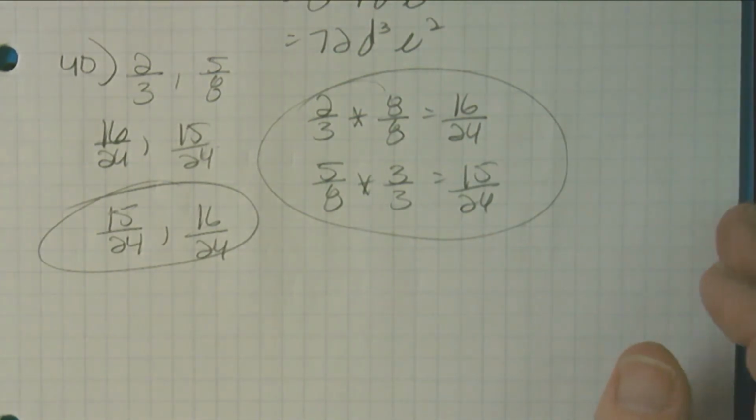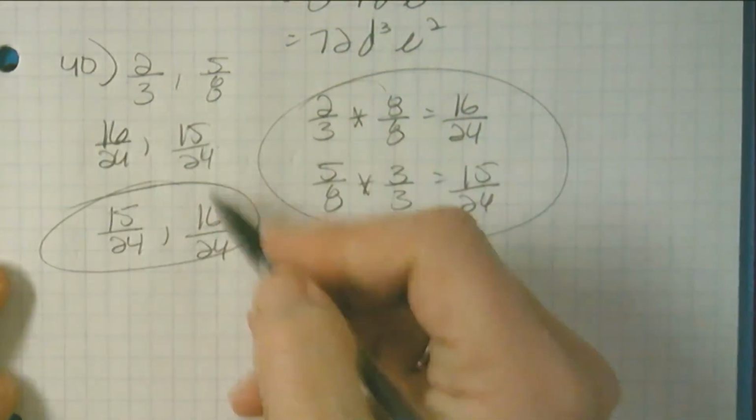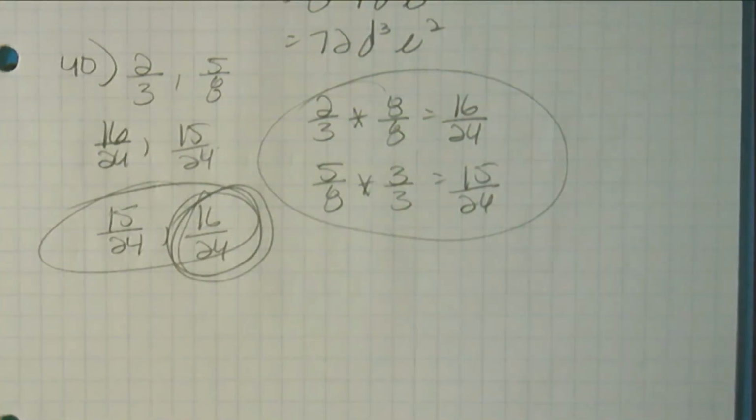I think it said use to see which is greater. Oh, they just want to know which was greater. So that one was greater. It didn't say least to greatest. I thought it did. I didn't read it. Use least common denominator to determine which fraction is greater. So read the directions. What else can I do for you guys?